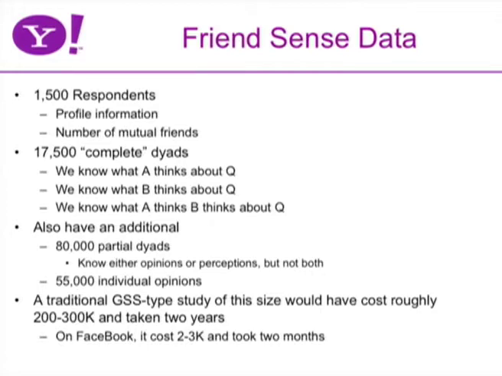So this is a fairly large-scale study by the standards of things that you would try to do on an interview basis. Putting a module like this on the GSS might cost you $200,000 or $300,000 and take a couple of years. So this only took a couple of months and cost a couple of $1,000s on Facebook. There are all sorts of questions about sampling, and we can talk about that later. But from a pure time and cost basis, it's a very interesting way of doing things.